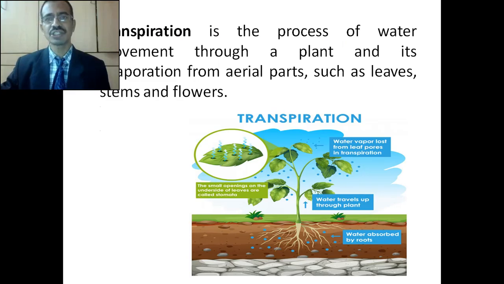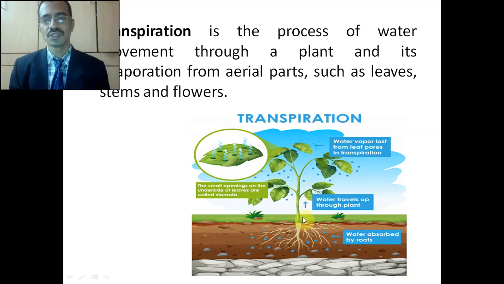So what is transpiration? Transpiration is the process of water movement through a plant and its evaporation from aerial parts such as leaves, stems and flowers. In the picture below we see water is absorbed by the plant through the roots. The absorbed water is transported to the aerial parts like stem, leaves and branches through the xylem of the plant parts.